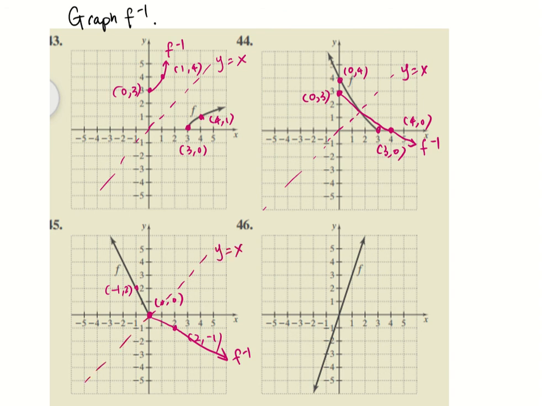Now the last one. First the function passes 0, 0. That means the inverse function should also pass 0, 0. And then another point function f passes is 1, 3. So that means the inverse will pass 3, 1, which is here. So connect 0, 0 and 3, 1, and you should have the graph of the inverse function of f. So it's also a straight line.